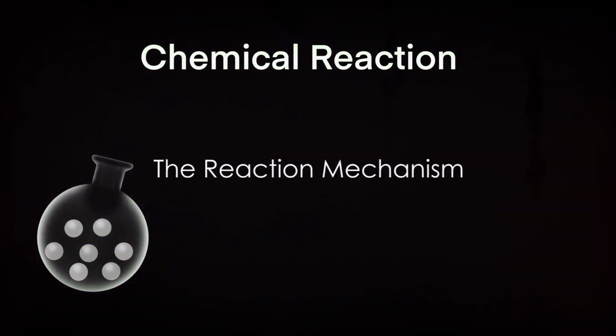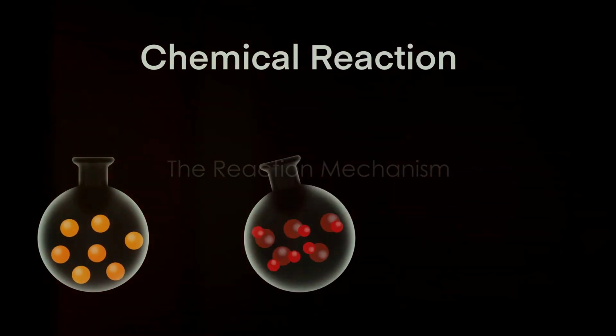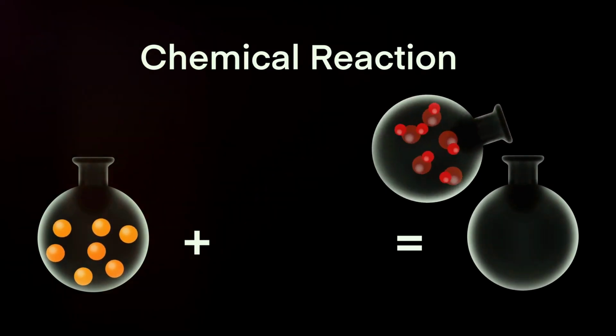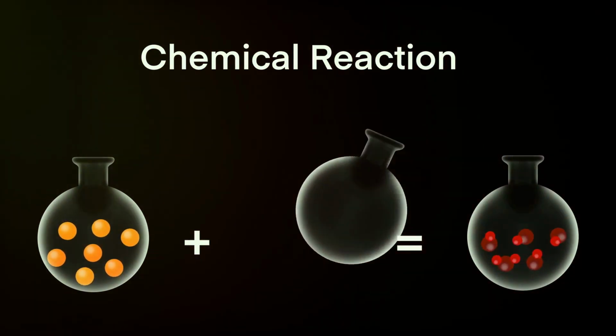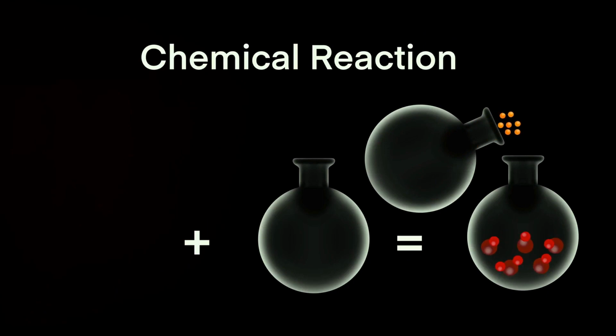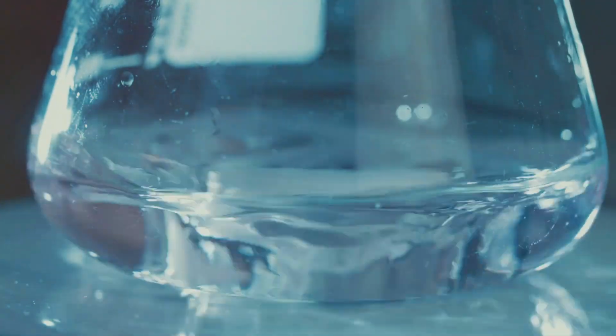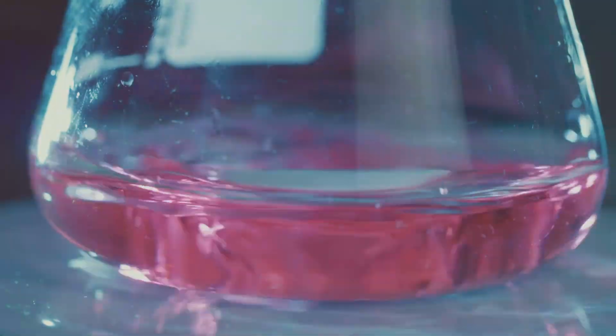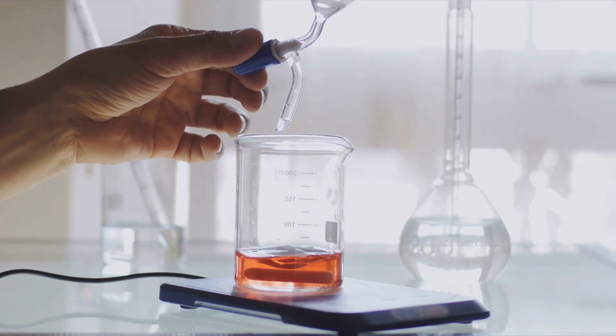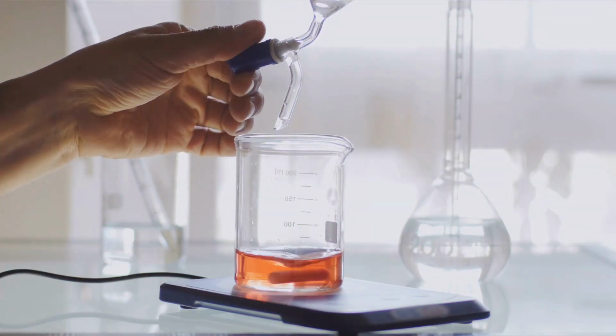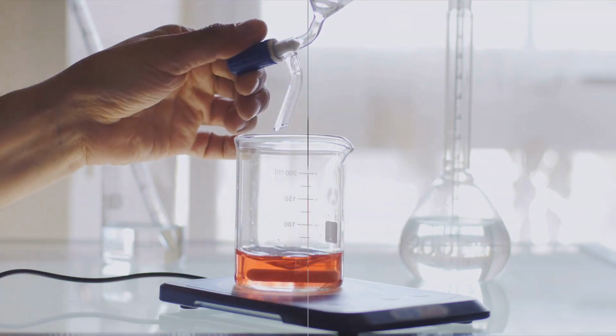Another critical concept in chemical kinetics is the reaction mechanism, the step-by-step sequence of events that describes how a reaction occurs at a molecular level. These steps are not all created equal. Some occur more quickly, while others lag behind. The slowest step, known as the rate-determining step, is what ultimately controls the rate of the entire reaction.